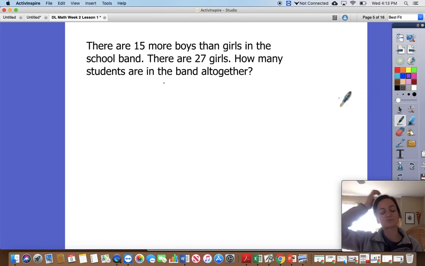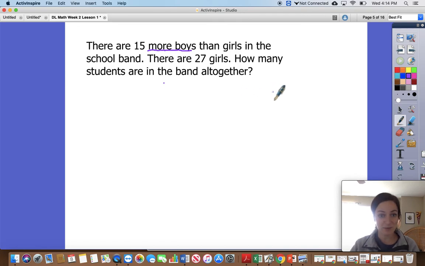All right, here's another one. This one's kind of tricky because we're used to those comparison problems and just answering it like that, but you got to really pay attention to the question in this one. Okay, there are 15 more boys than girls in the school band. There are 27 girls. Now it's how many students are in the band altogether. So it's not asking how many boys there are, it's asking about all of the students.